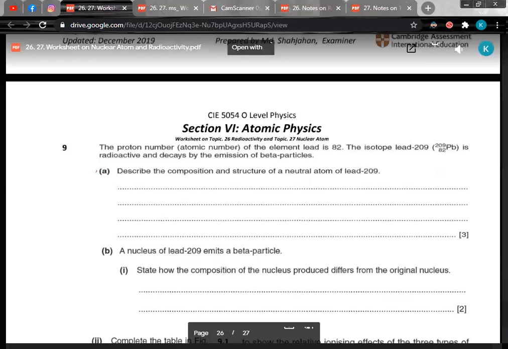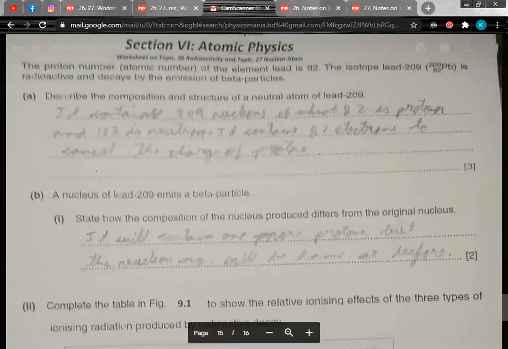Can you show your writing, B1? Yes, sir. Can you read it? Yes, sir. It contains 209 nucleons, of which 82 are protons and 127 are neutrons. It contains 82 electrons to cancel the charge of the protons.